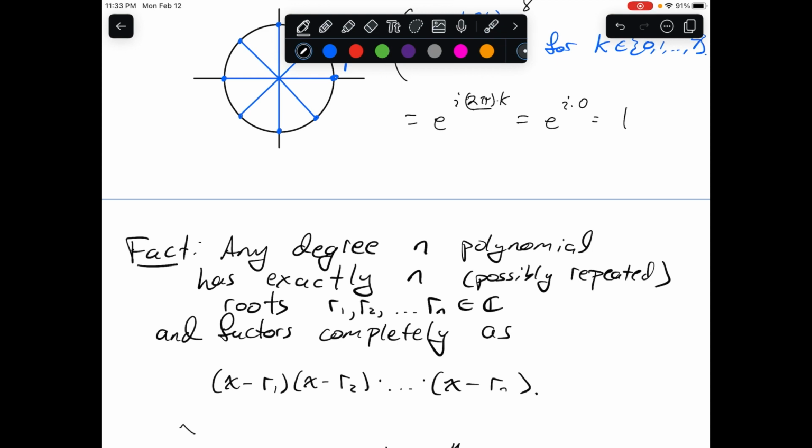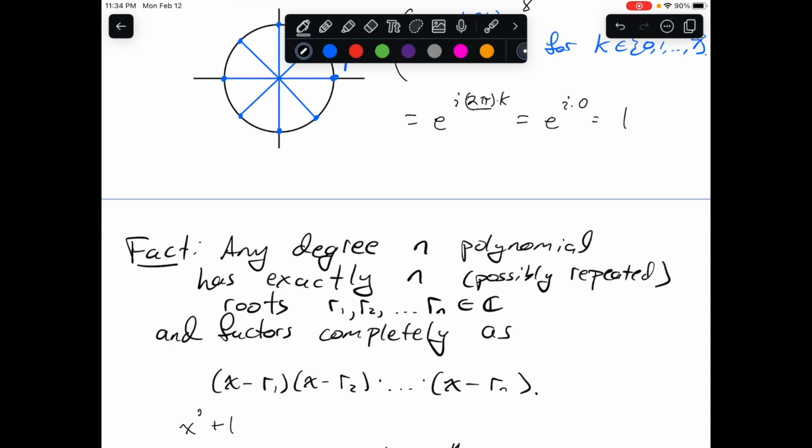So for example, something like x to the 5th plus 1, you would be able to factor that over the reals, but the coefficients might be terrible, and you wouldn't be able to factor it completely into x minus something else.